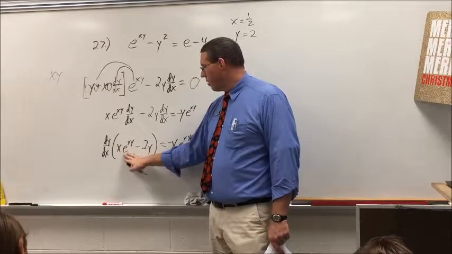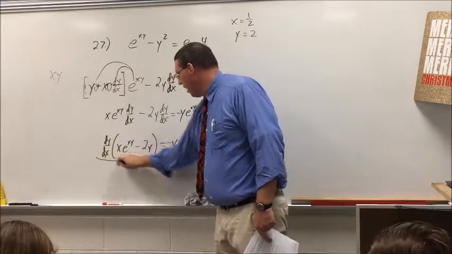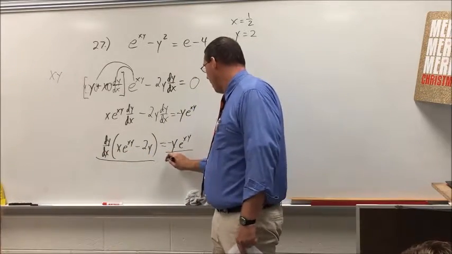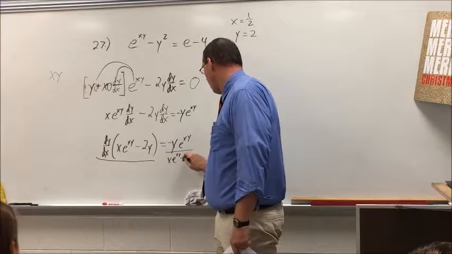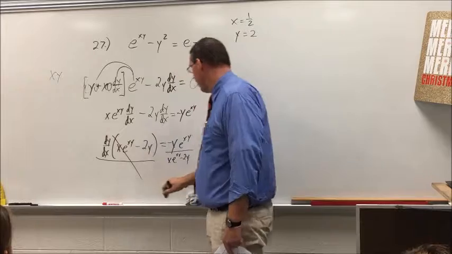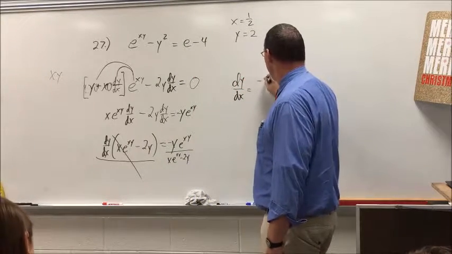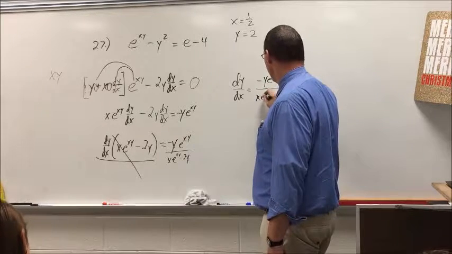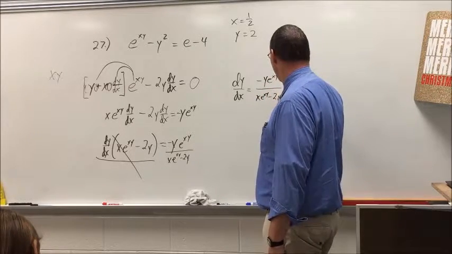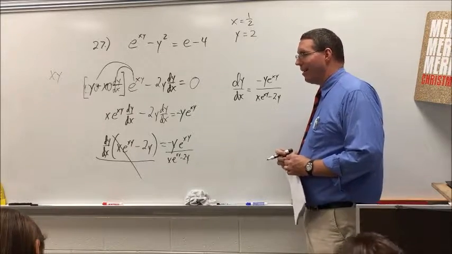And then what do we do with this thing to get dy dx by itself? Divide by x e to the xy minus 2y on both sides. Cancel, and we get dy dx is equal to negative y e to the xy over x e to the xy minus 2y. They love these on FRQ.